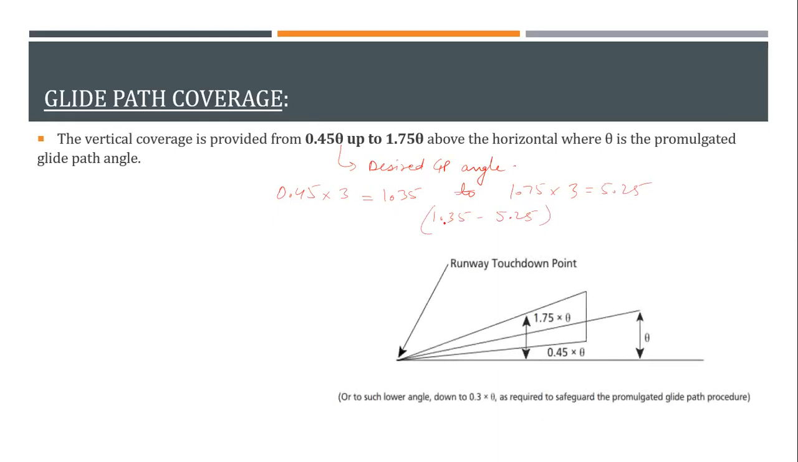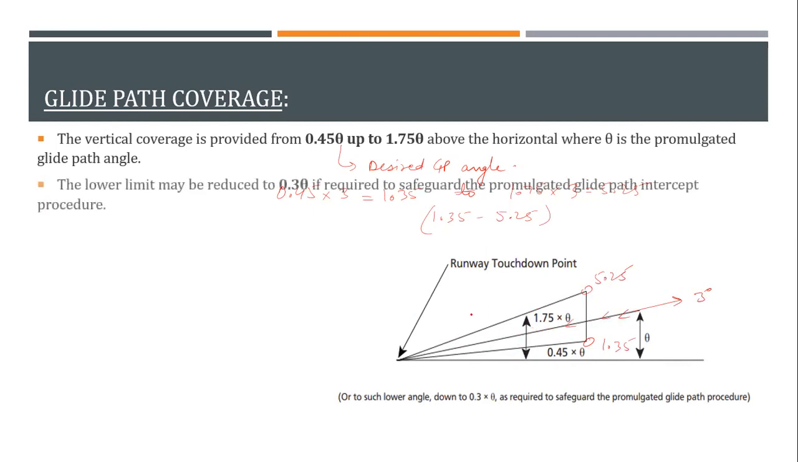Now what is this? Look at this diagram and understand what I'm trying to say. From my first to second, this is my correct one. This is the 3 degree glide slope. So below I will have 1.35 and above I will have 5.25. If my aircraft is coming within these two angles towards the runway, okay, I will get my true glide slope signals. Okay, the lower limit can also be reduced to 0.3 theta, but that depends on the procedures and different airports.